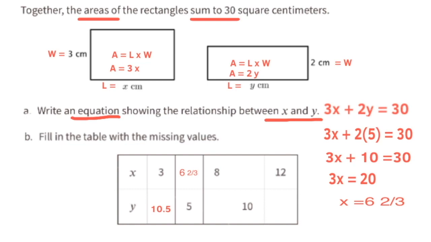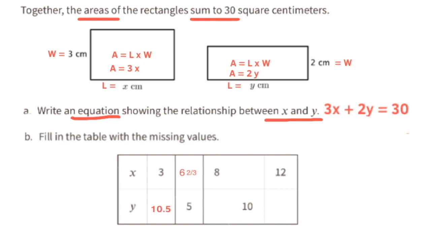The next one that they give us is the value for x, which is 8. So when the value for x is 8, we can substitute the x with an 8. So now the equation reads 3 times 8 plus 2y equals 30. 3 times 8 is 24, so the equation reads 24 plus 2y equals 30.